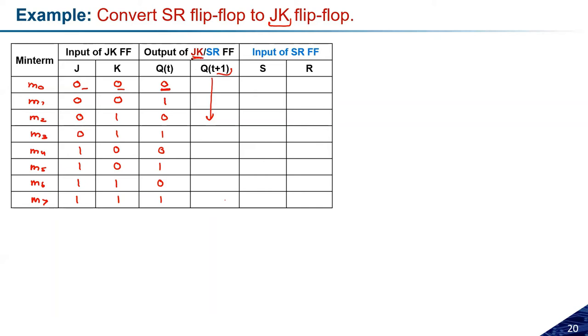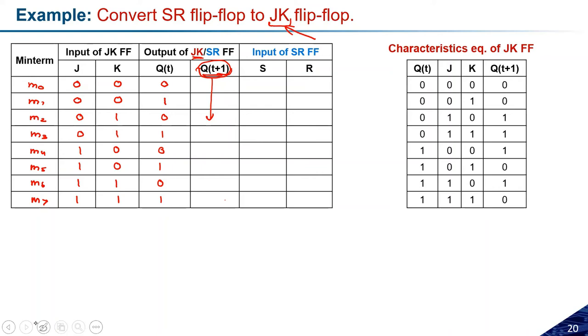So this column will be prepared based on the characteristics table of the JK flip-flop. Let me repeat what I'm saying. The first four columns are easy to make, but this QT plus one will be designed with the help of the characteristics table. Because I have to design the JK flip-flop, I need to use its characteristics table, not the equation. Let us replicate it as it is, as we have already seen in the previous lectures.